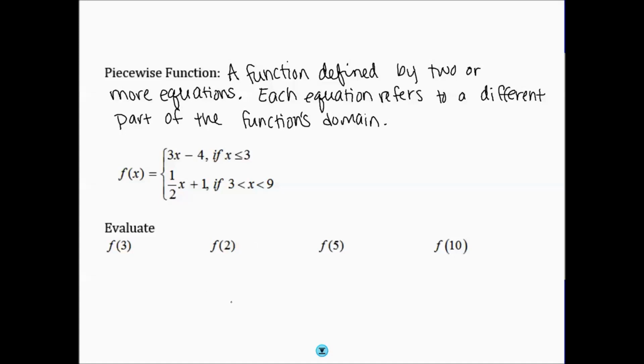So here we have an example of a piecewise function. We have f of x equals 3x minus 4 if x is less than or equal to 3, and 1/2 x plus 1 if x is between 3 and 9. So we have two different equations, and this second part here, the if part, tells us when to use each equation. So I always look at this part first.